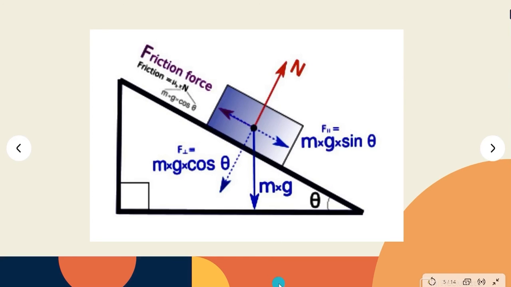So, an increase in angle causes the value of mg sin theta to increase until it exceeds the value of the opposing static friction, resulting in movement of the object. This movement is now only opposed by the kinetic friction.